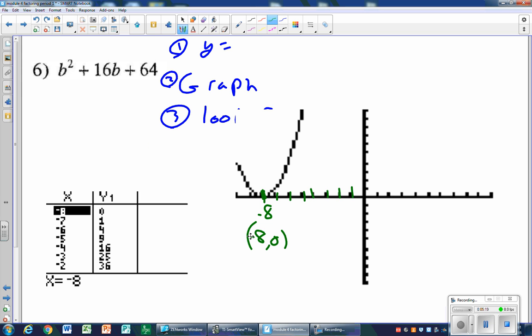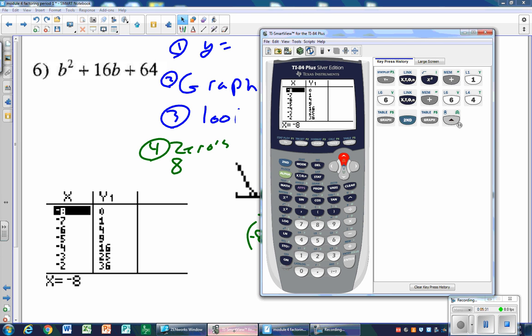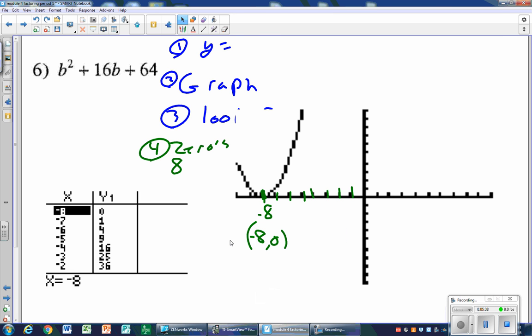So the zero is just negative 8 because it only hits it at one spot. If I take a look at the table just a little bit farther, it doesn't have 2 zeros here. There aren't 2 of them there. There's only 1. So the zero is negative 8. So the factors, remember it's a multiplication problem. There are 2 factors. X minus 8 is the first one.